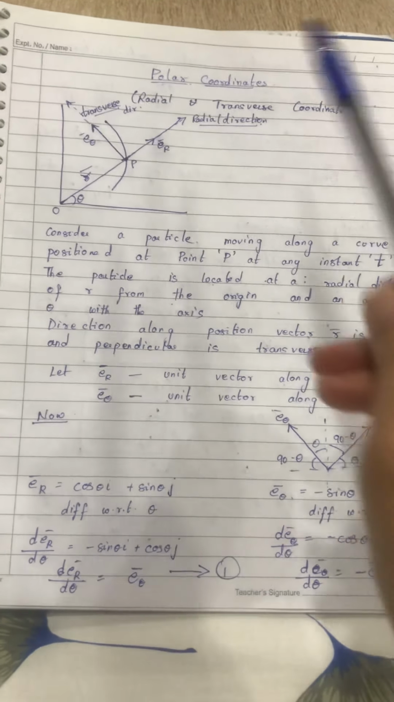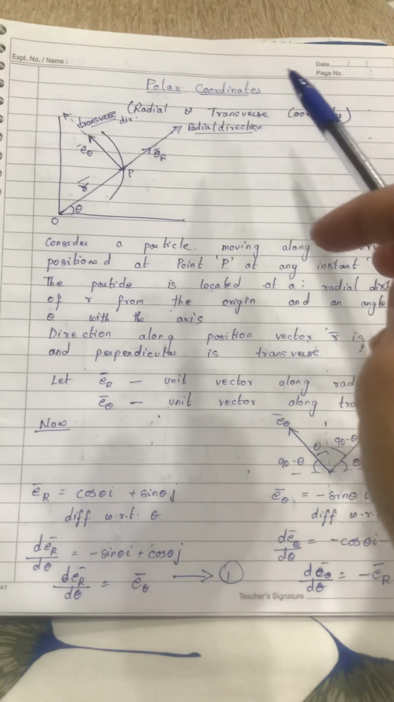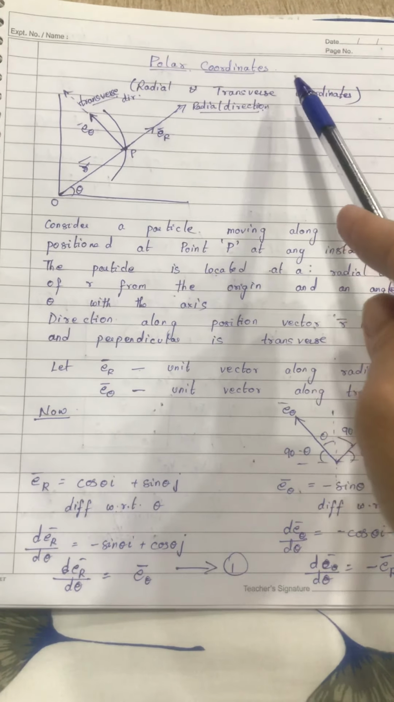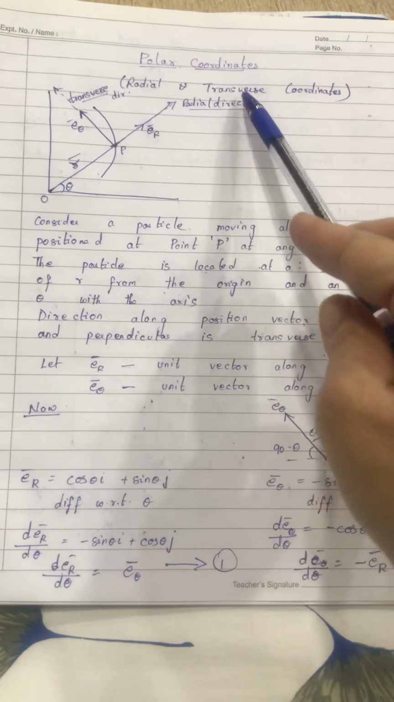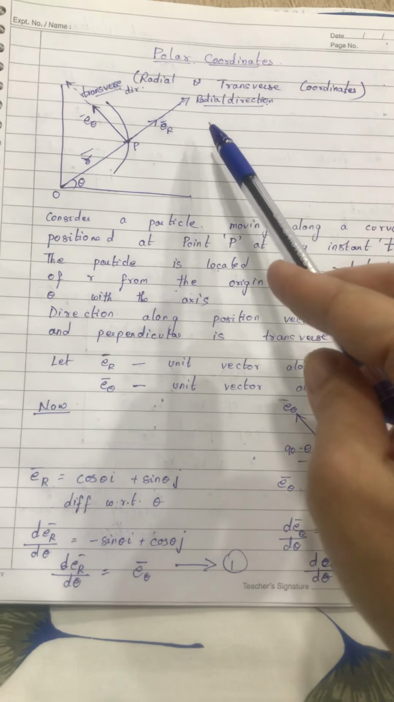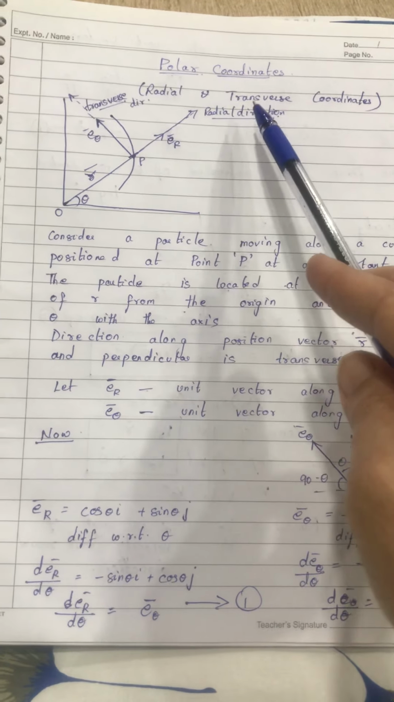Okay, so we begin with the next topic, the third type of coordinate system for particles moving on a curved path, that is the polar coordinate system. In this we'll have radial and transverse coordinates. The movement of a particle is traced with respect to the radial direction and the transverse direction.